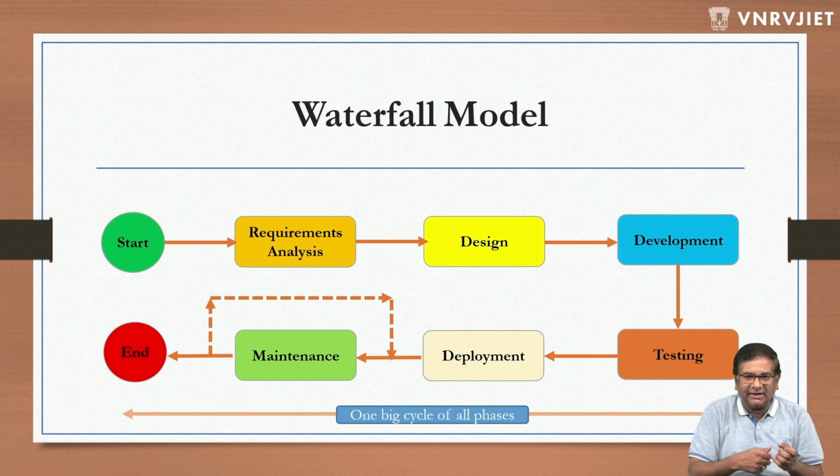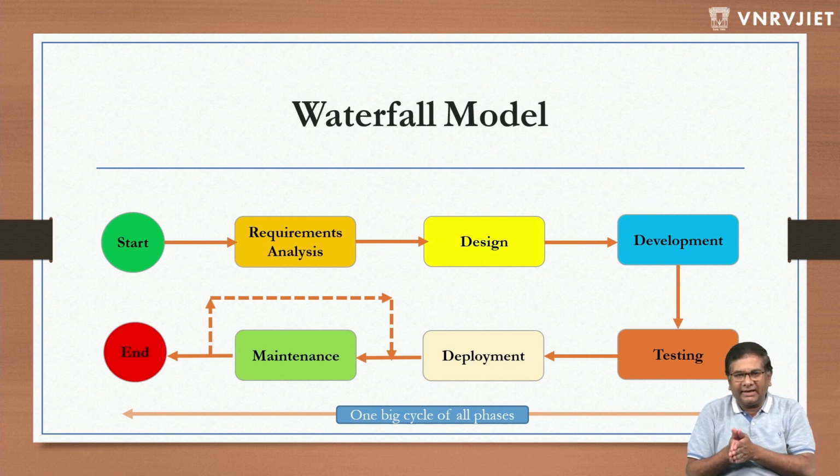Whenever there is a bug or a small change that needs to be done, this will be documented, and one of the developers will work on them, analyze it, fix it, and again put it on deployment. It will keep going under maintenance until the software usage is no longer needed. So this is the waterfall model.